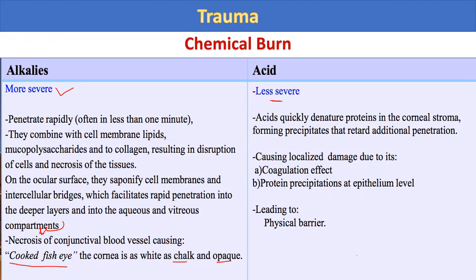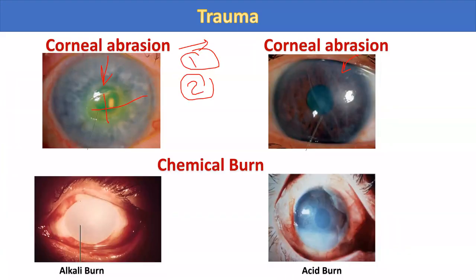So alkali is more severe, characterized by what's called the cooked fish appearance. Whitish cornea, there is less intense inflammation of the conjunctiva, maybe whitish in color. So this will be a sign of alkali burn.